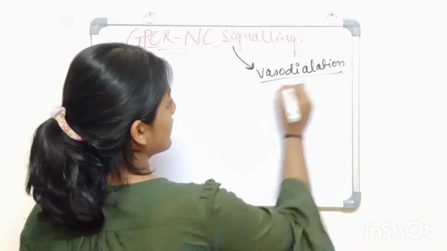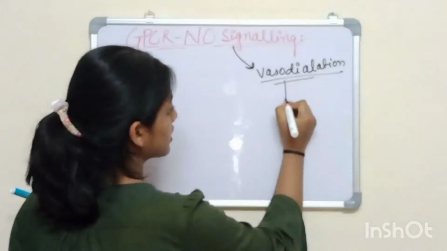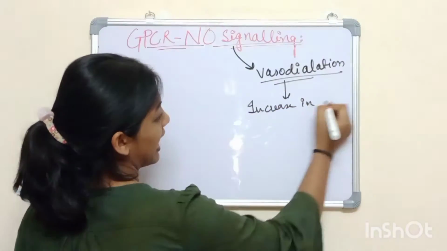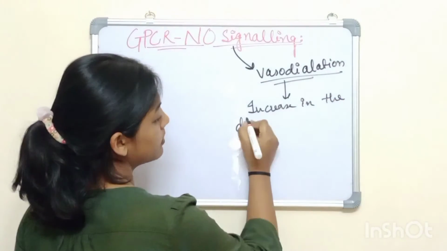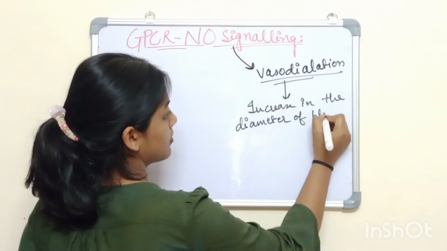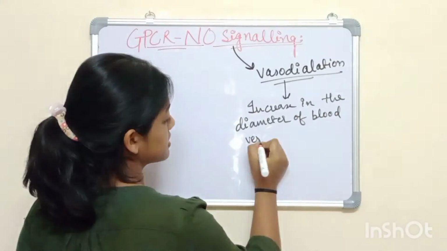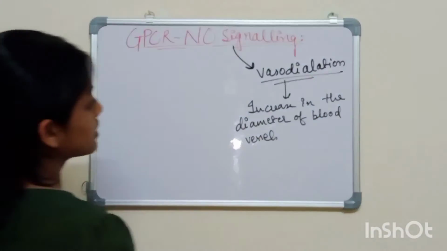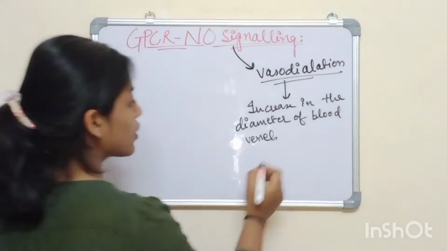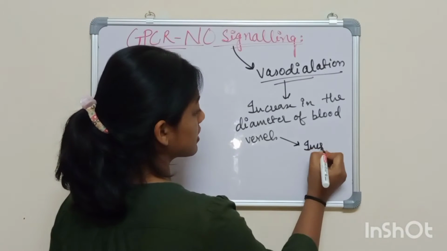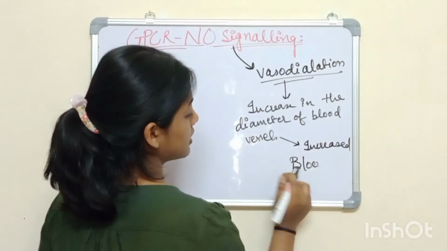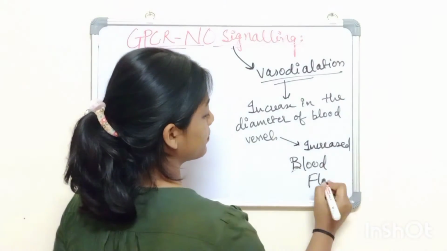Vasodilation is the increase in the diameter of blood vessels, which causes increased blood flow.